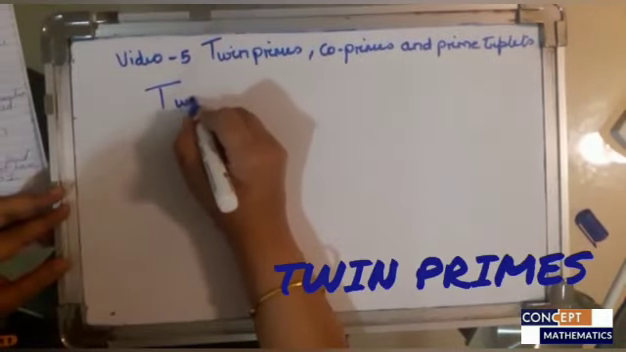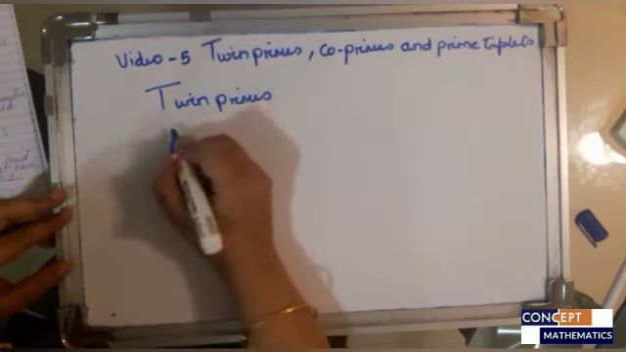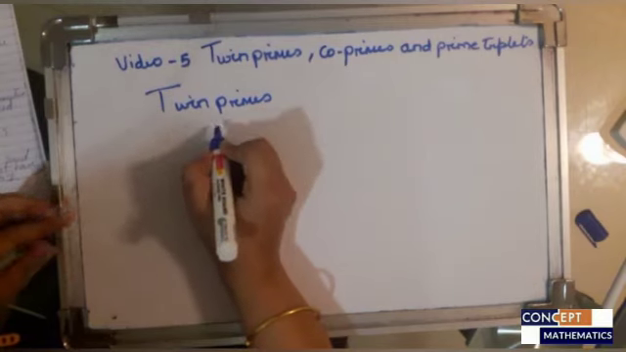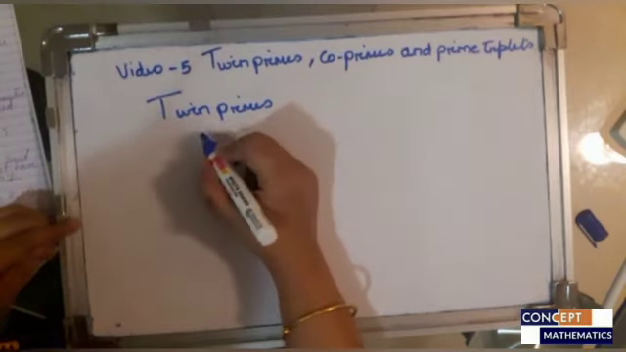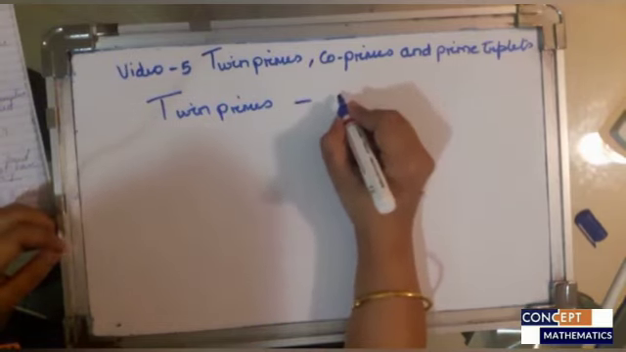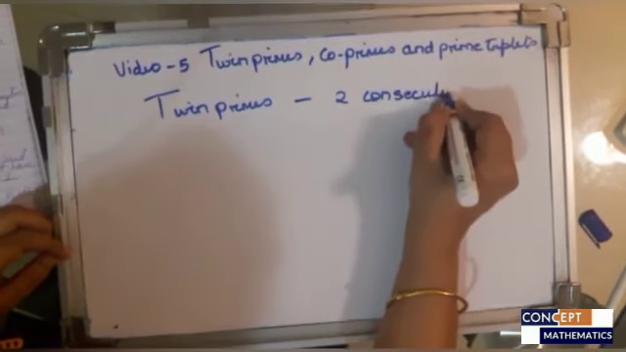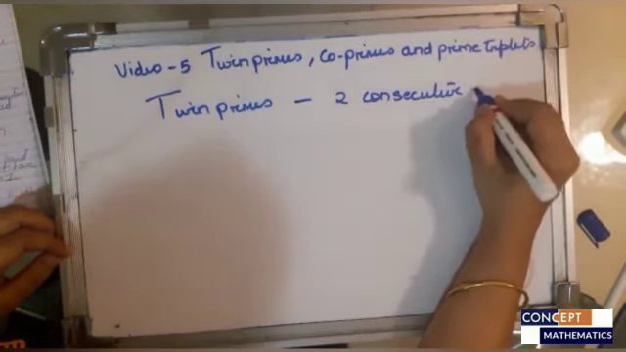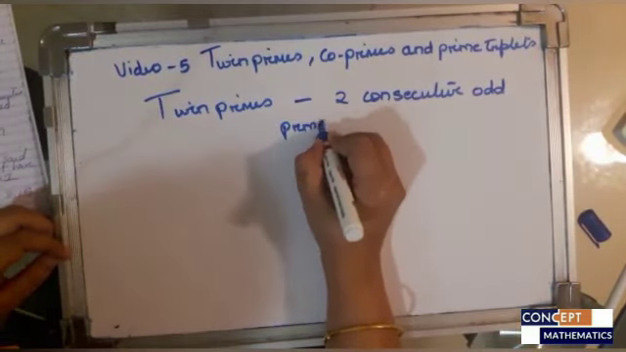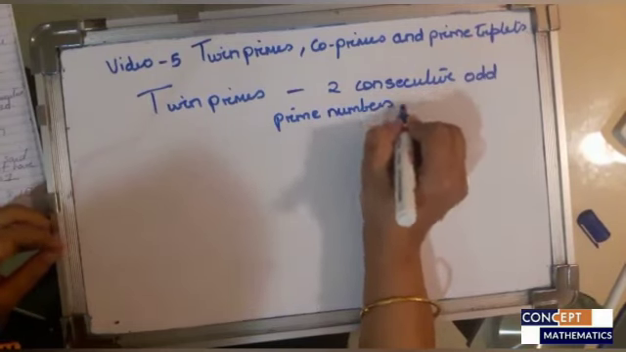So as the word states, twin, you all know what twin means? Twin sisters, twin brothers, they look alike. But in this case, twin prime means two consecutive odd prime numbers.